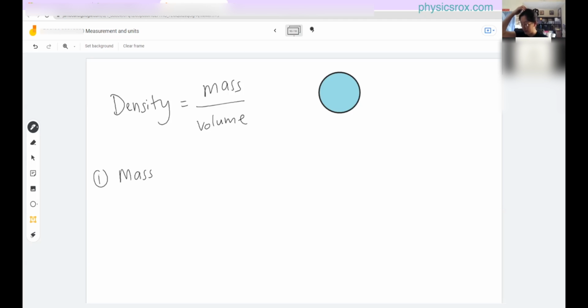If you want to calculate the density, you must be able to obtain the mass of the object. Tell me, if I give you an object like this, a steel ball, how do you measure the mass of this steel ball? What do you use? What's the name of the device? Here's the ball. What do you use to measure?